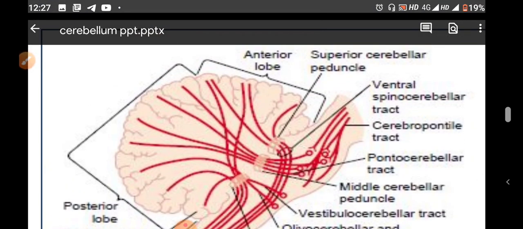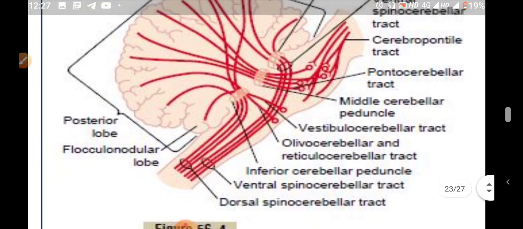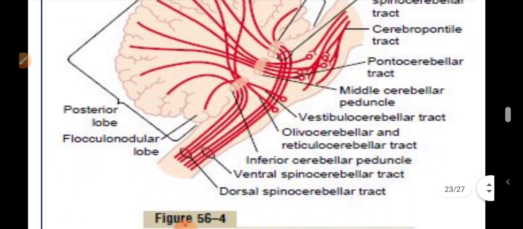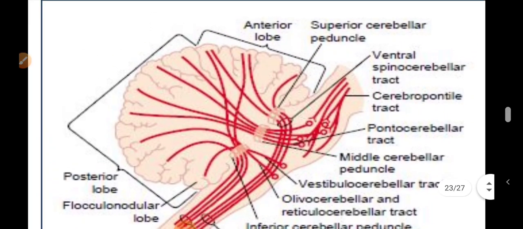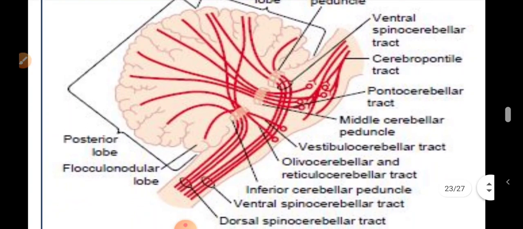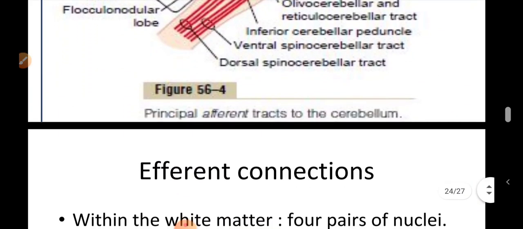this is the superior cerebellar peduncle, through which mostly the efferents are going. The afferent for the superior cerebellar peduncle is the ventral spinocerebellar tract, so it goes through the superior cerebellar peduncle, and the efferents are going to different parts of the cerebral cortex. This is the flocculonodular lobe and here is the posterior lobe. You can see the inferior, middle and superior cerebellar peduncles.